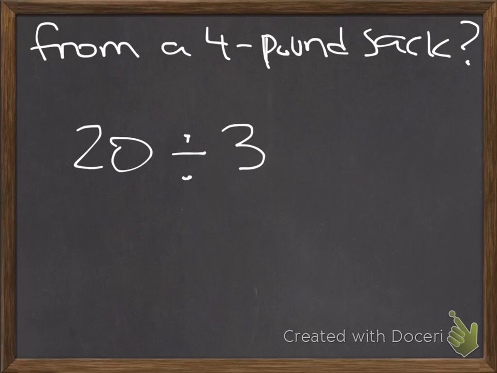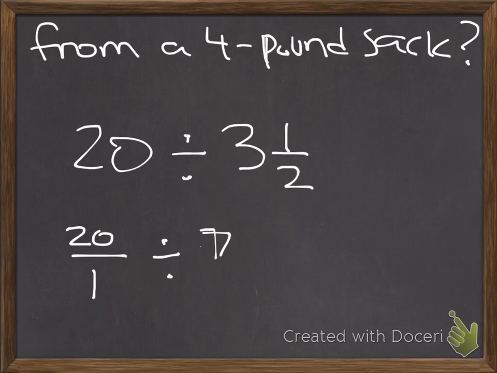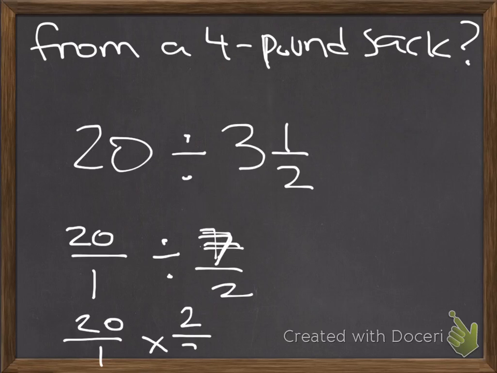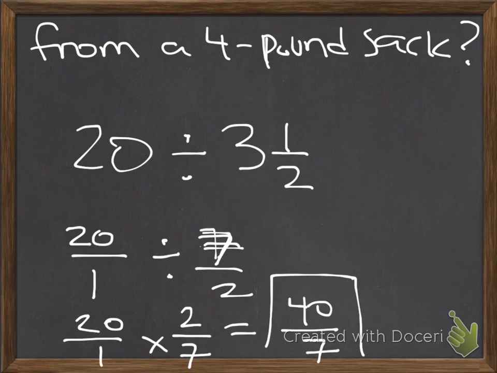Well, if we have a total of 20 cups and we need 3 1/2 cups for each batch, that means we're going to divide 20 divided by 3½. So we make them both fractions. It's a 7. And then we need to flip the second one. We can't cross simplify, so we just multiply the numerators over the denominators, and we get 40/7.